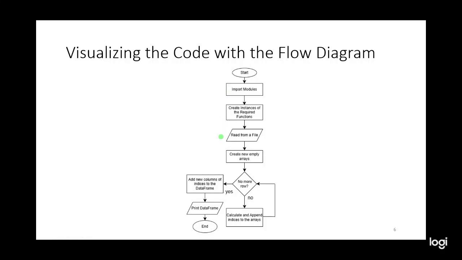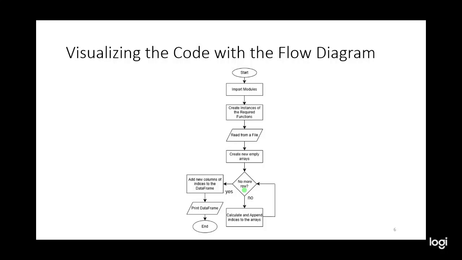Parallelogram is for input or output. This shape is used to indicate input or output operations, like reading data from a file, displaying output, or accepting user input. The diamond shape indicates a decision point in the flow where the path branches based on a condition. For example, an if-else or switch statement.